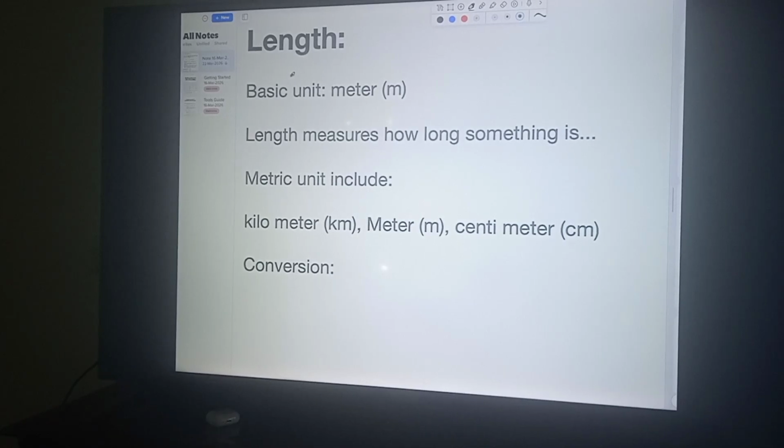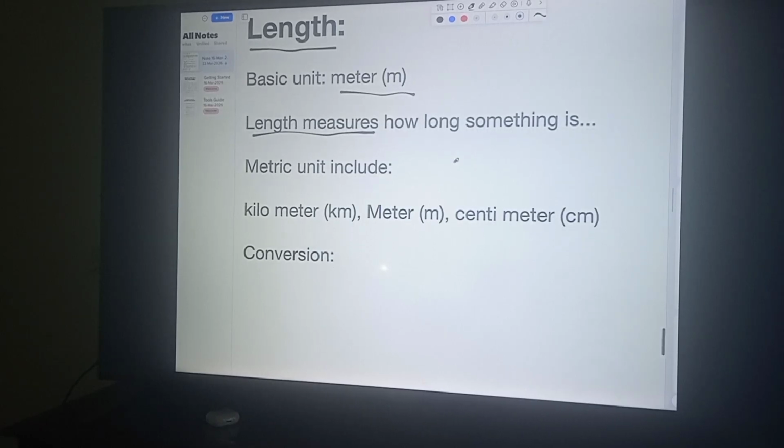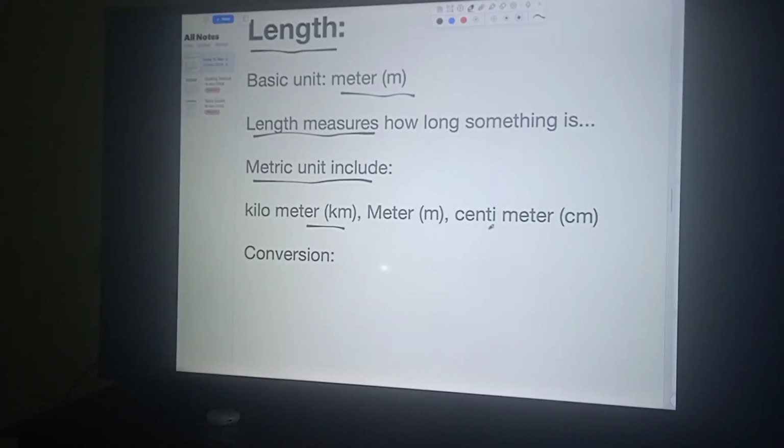Okay, so let's come to the first category of the unit system, which is length. The basic unit of length is meter, represented with small m. Length is used to measure how long something is. Its other metric units include kilometer and centimeter.